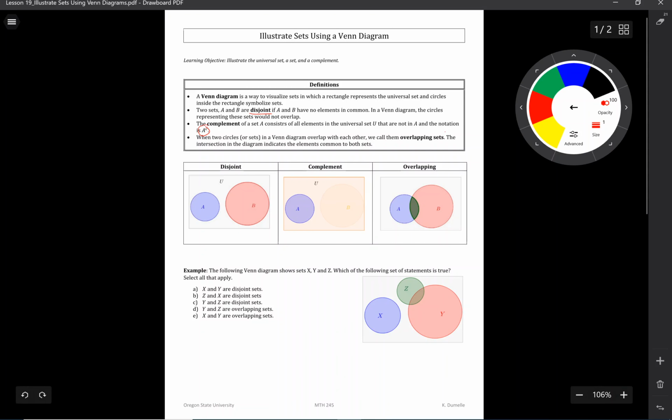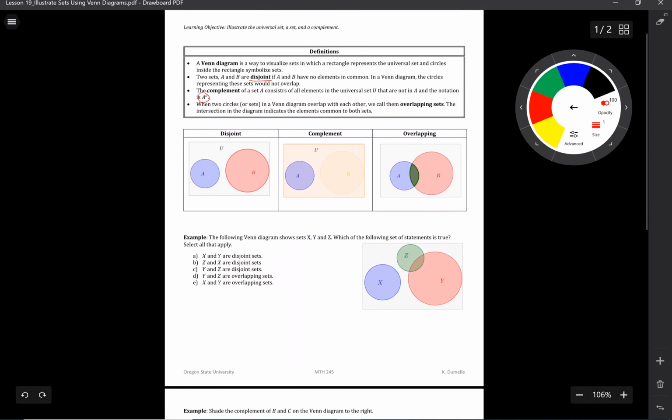So let's do our first example here. The following Venn diagram shows sets x, y, and z. Which of the following statements is true? Select all that apply. The first one says x and y are disjoint sets. Well, if I look at x and y, I can see that x and y do not have any elements in common. That's what it means to be disjoint, so yes, this is correct.